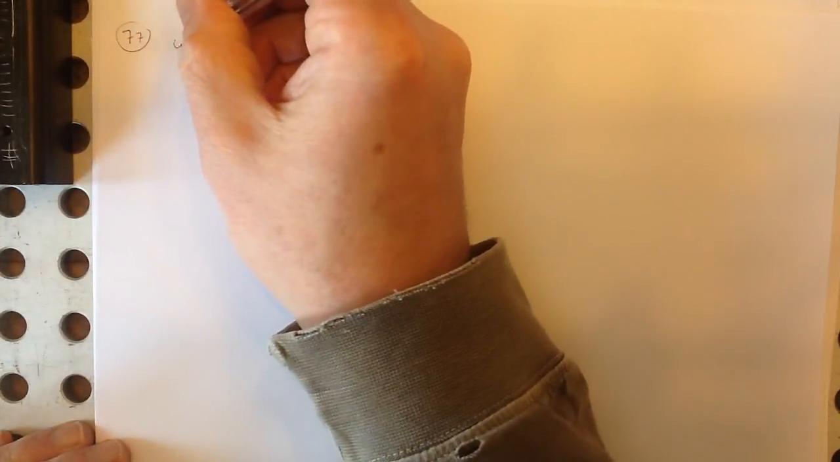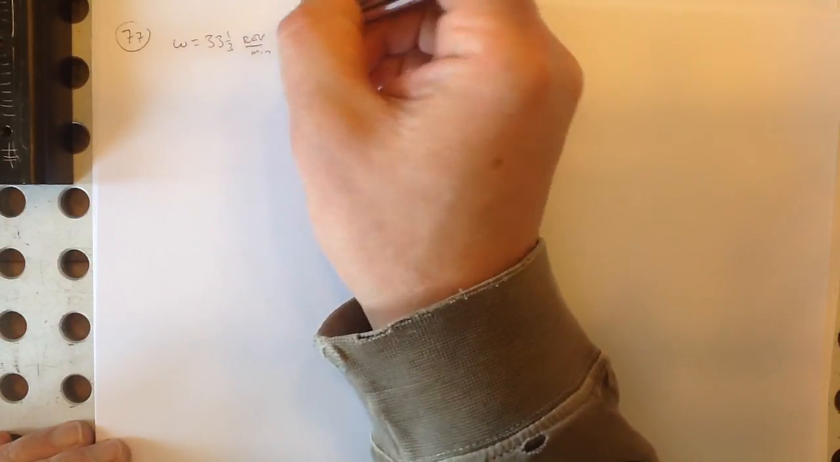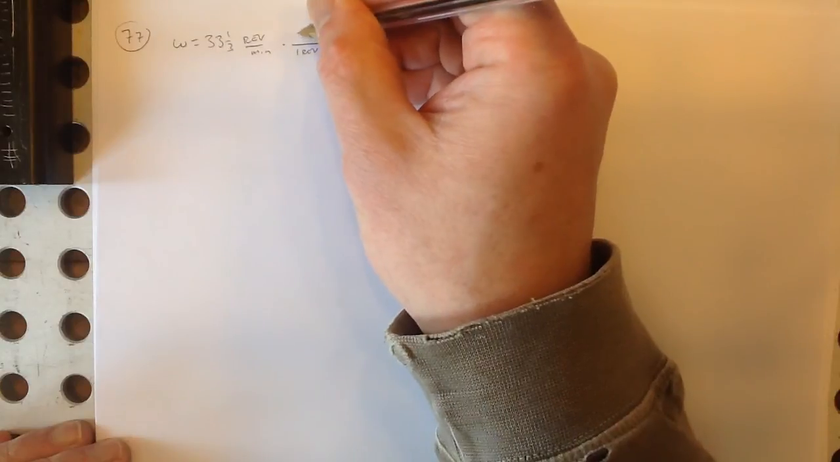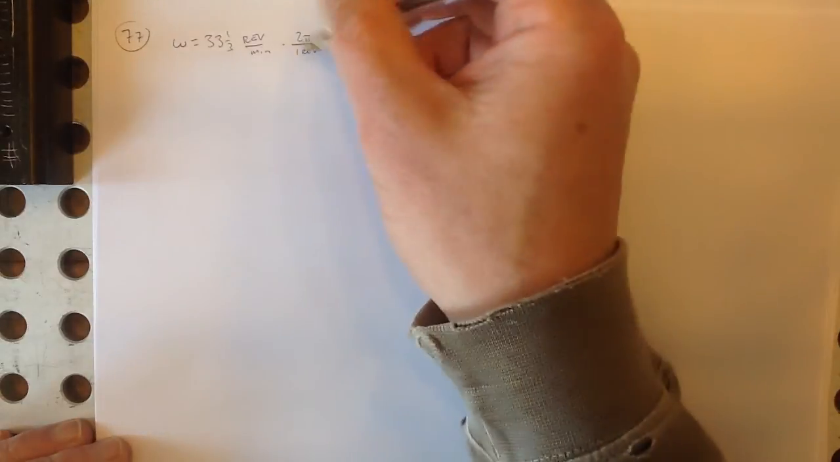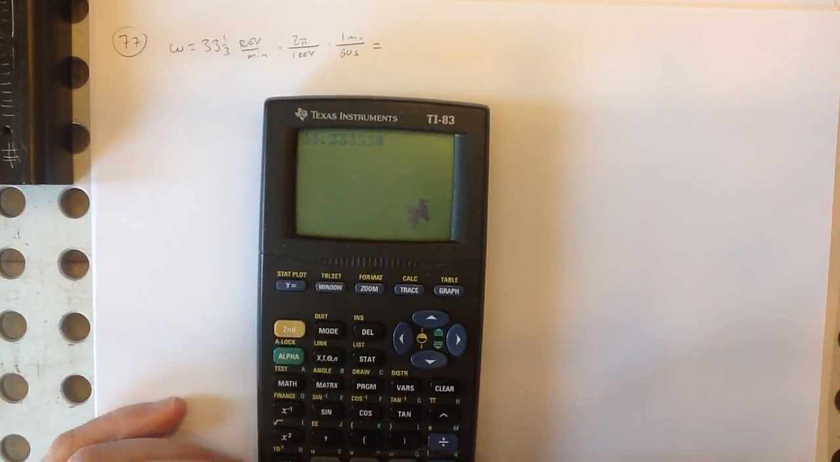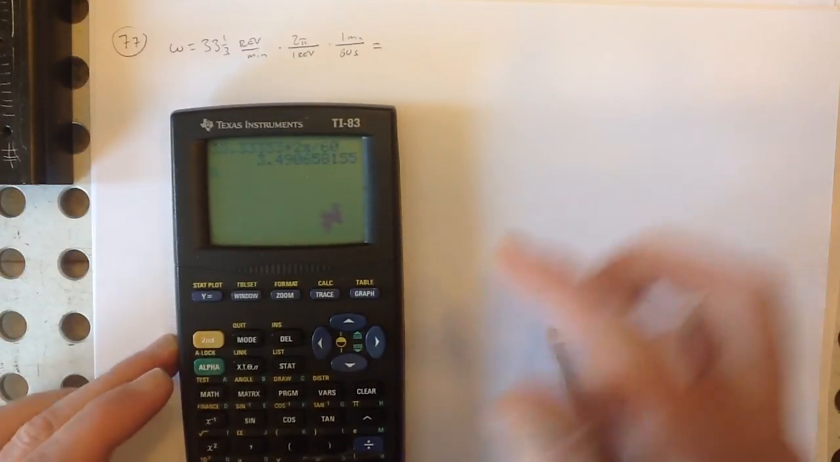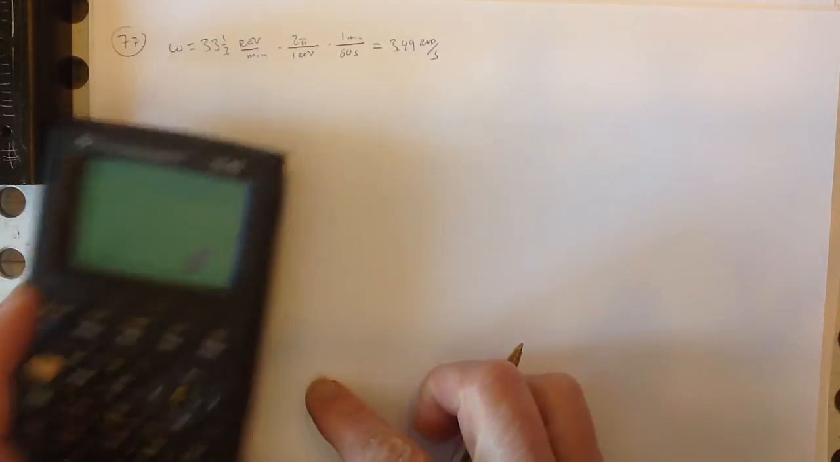Number 77. What do we have here? We have a record turntable rotating at 33 1/3 revolutions per minute, and we might just quickly multiply that. 1 revolution is 2 pi radians, and 1 minute is 60 seconds. We've done this a few times, so multiply by 2 pi, divide by 60. So 33 1/3 times 2 pi divided by 60, and it's about 3.49 radians per second.